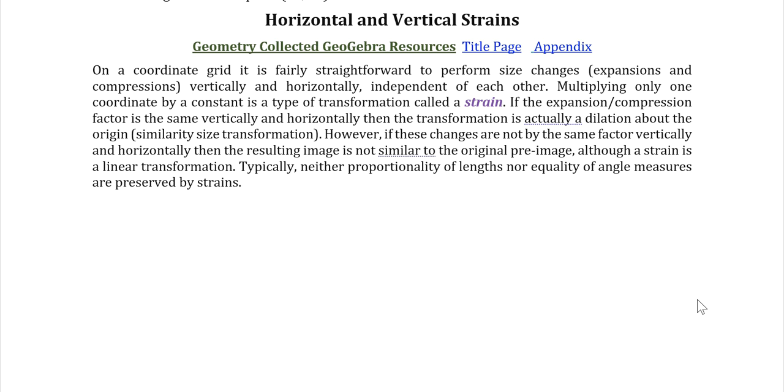If the expansion or compression factor is the same vertically and horizontally, then the transformation is actually a dilation about the origin, which is a similarity transformation. However, if these changes are not by the same factor vertically and horizontally, the resulting image is not similar to the original pre-image, although a strain is a linear transformation. Neither proportionality of lengths nor equality of angle measures are preserved by strains.